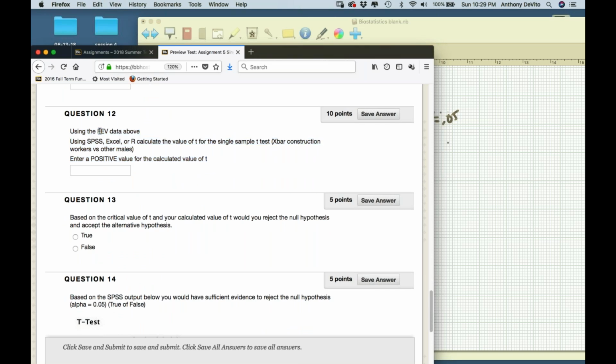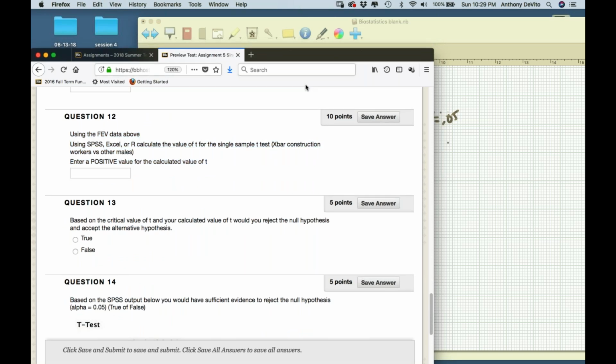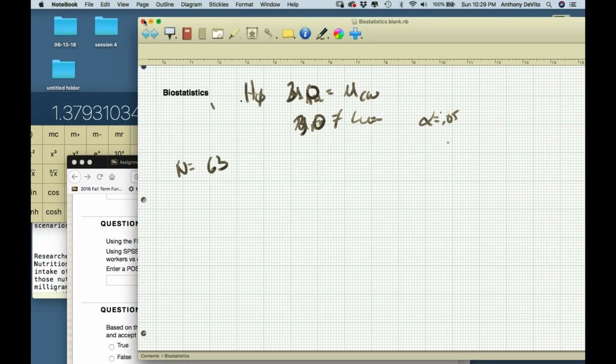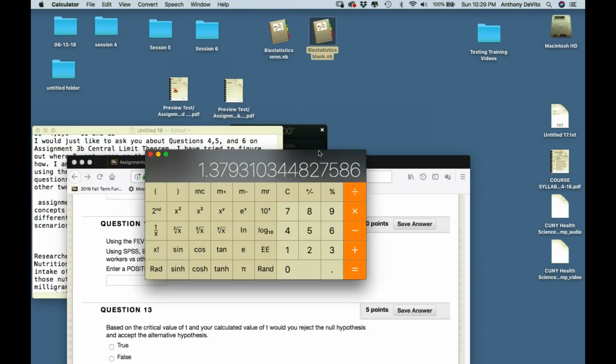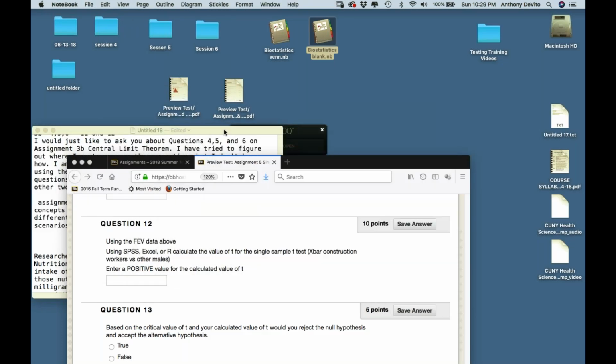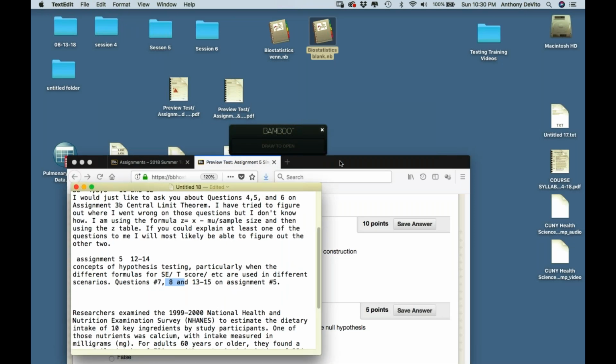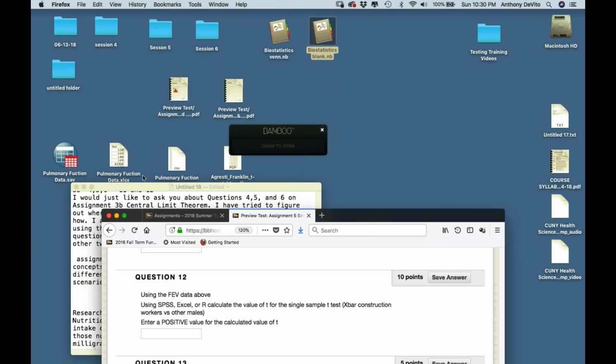So I'm going to open this file. It's on Blackboard. I have it on my desktop also. I'm going to put away this piece of paper. Remember that critical value of t though, right? 2.0. Let's remember that, because that may come up when we do this. Let's see. Here's my pulmonary function data.sav.